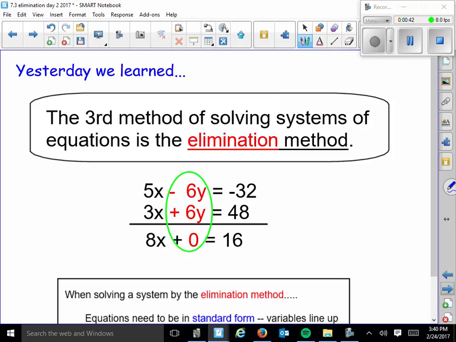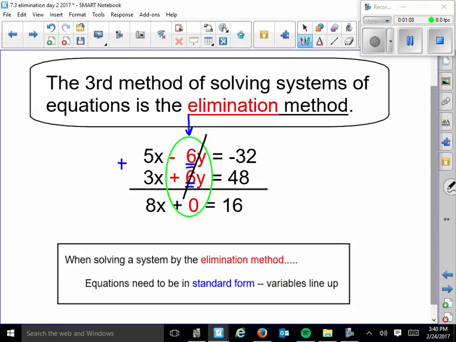As we started working with elimination on day one, we were given problems that looked very similar to this. And the goal of elimination, we found out very quickly, was all in the name. We needed our coefficients to be opposites so that one of the two variables would be eliminated. And so we did everything that we needed to do in order to set that up.